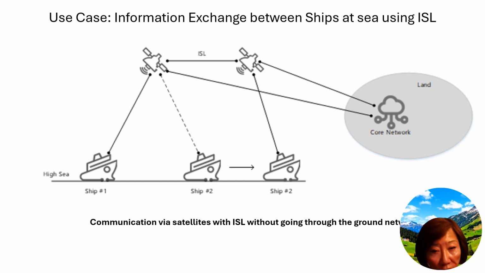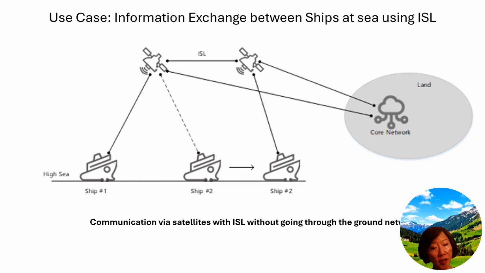So the primary feature illustrated is the ability for ships to communicate through multiple satellites connected by ISLs, inter-satellite links, without routing the traffic through the ground-based core network. So as ship number 2 moves, it can maintain communication with ship number 1 by switching between satellites facilitated by the ISL. So this is the kind of mobility support between satellites. ISLs allow for communication over very large distances, even when ships move out of the coverage area of a single satellite.